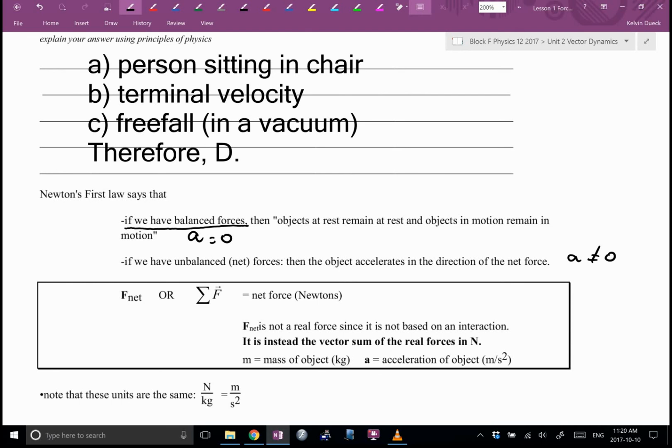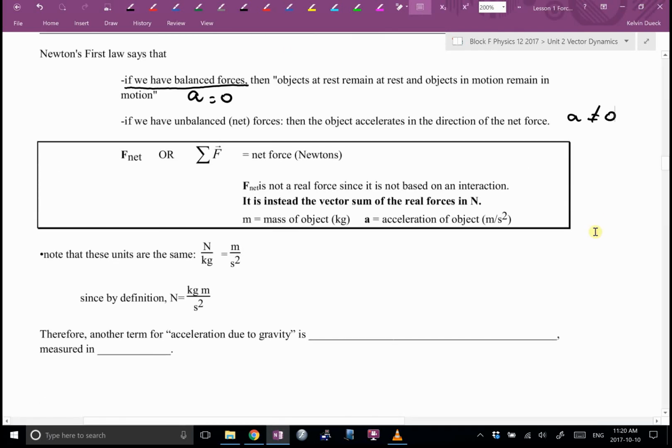So we're going to start talking about the net force, or F net. And I need to point out that F net, put a little star here, does not appear on a FBD. What does FBD stand for?